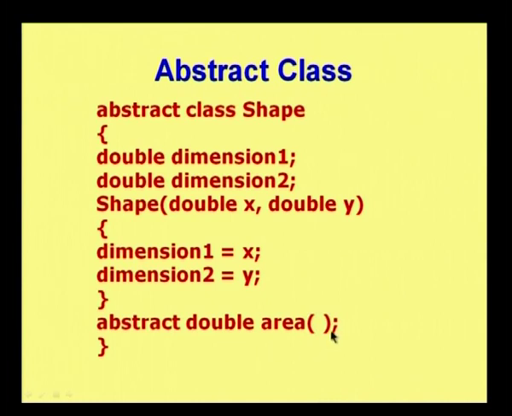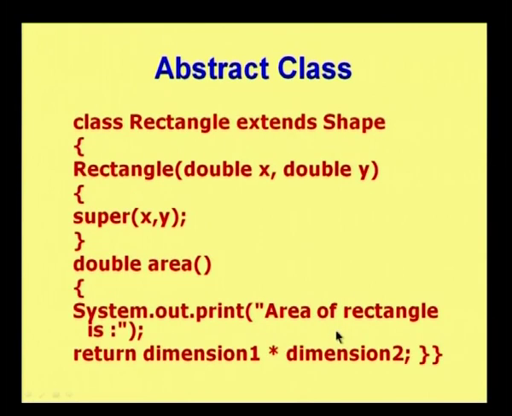You can see that I have only declared the method. Here I have another class called rectangle which inherits this shape. Now, rectangle calls the base class constructor. Again I have the method implementation. You can see that it returns dimension 1 into dimension 2.